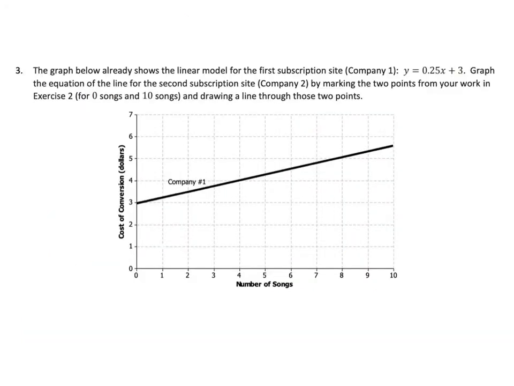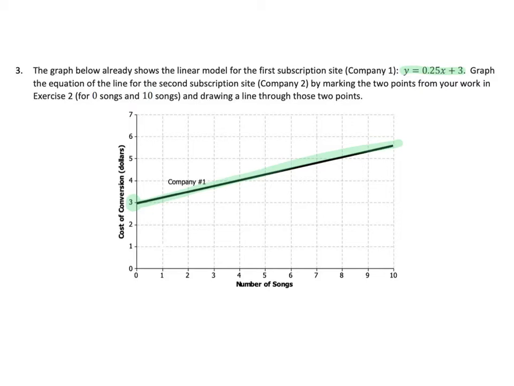All right, continuing here, it says the graph below already shows the linear model for the first subscription company. That first company that we talked about on the very first slide was y equals 0.25x plus 3, basically saying 25 cents a song plus $3 for a subscription fee each month. And they graphed it as this line. You'll see they graphed the B value right here. They started with their y-intercept at positive 3, and they're going up 0.25 over 1 over time.